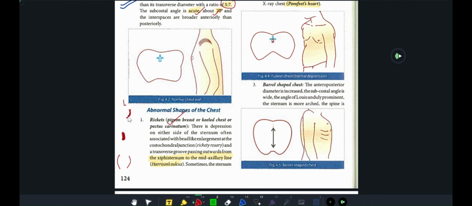The sternum is bowed like this. The chest looks like this. There is a hollowness under the sternum, and this hollowness under the sternum makes it look like a pigeon breast. Okay. Besides that, the costochondral junction will have a bead-like enlargement called rachitic rosary.